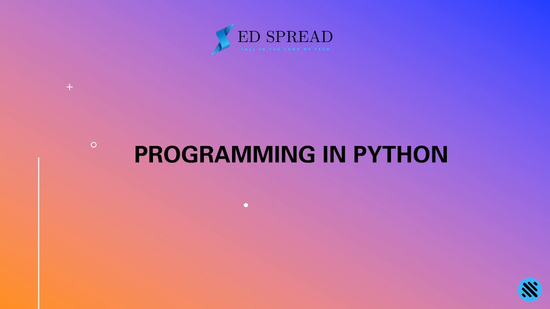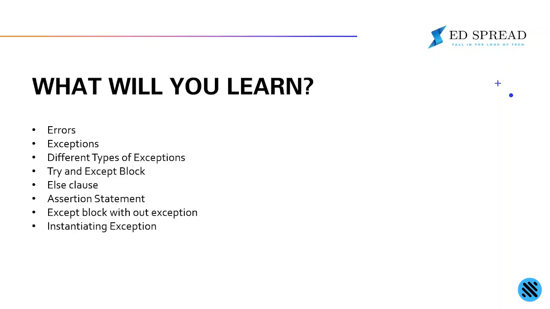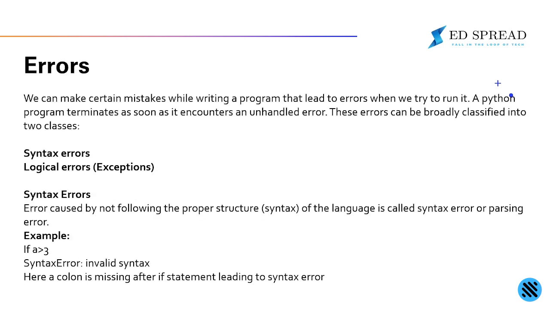So today we are going to learn about errors and exceptions in Python. So first, let us see what an error is. An error is nothing but certain mistakes we made while writing our code, right? So there are two types of errors: syntax errors and logical errors.